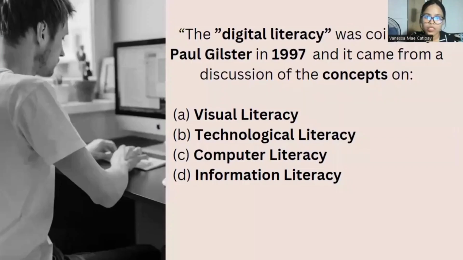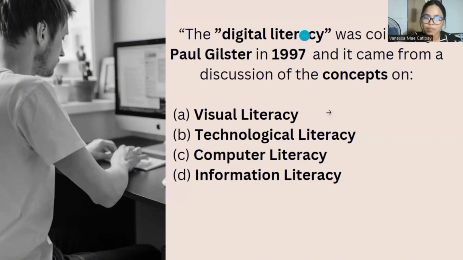So digital literacy was coined by Paul Gilster in 1997, and it came from the discussion of the concepts: A, visual literacy; B, technological literacy; C, computer literacy; and D, information literacy. So what is visual literacy? Visual literacy is when images and nonverbal symbols try to capture knowledge. It is the ability to effectively find, use, and create images and visual media like posters and advertisements.